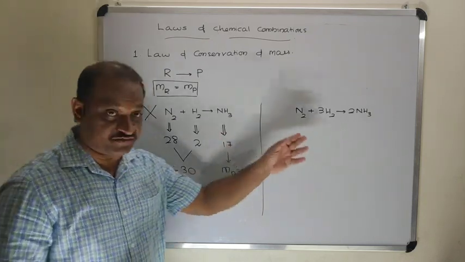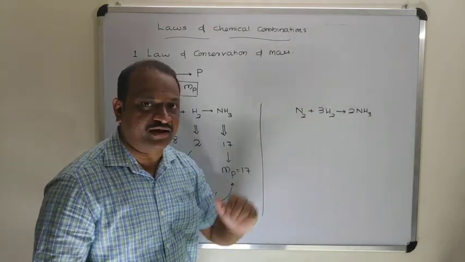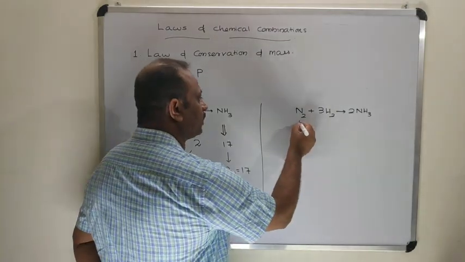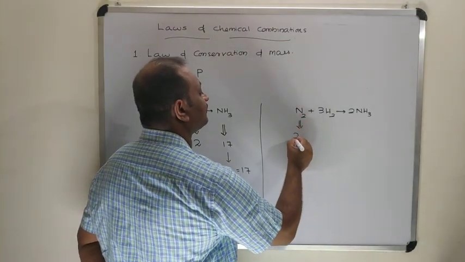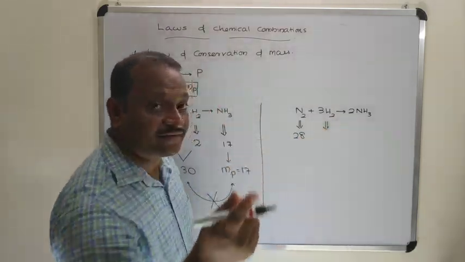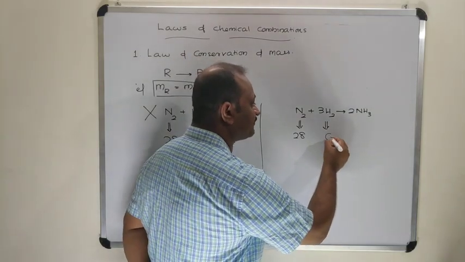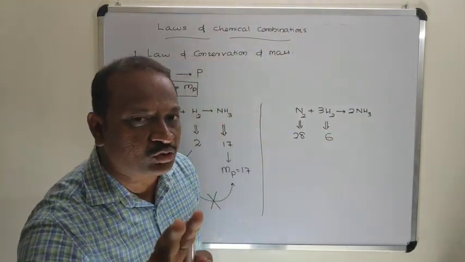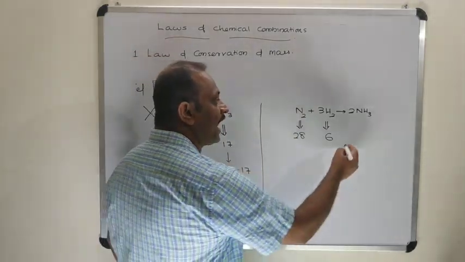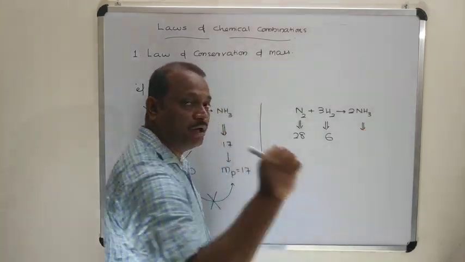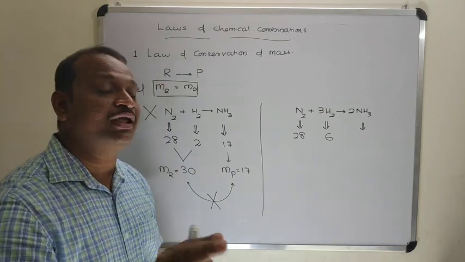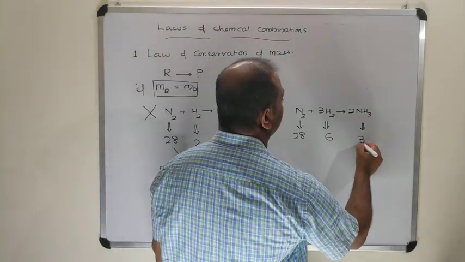And once you see the next side reaction, you know that reaction is balanced. See, what is the purpose of balancing? Let's see to that. Here nitrogen, what is the mass of this nitrogen? It's equals 28. And what is mass of hydrogen? It's equals 6. So why 6? Because one hydrogen molecule is 2 and we have 3 hydrogen molecules, so that total we get 6. And we have ammonia. What is the mass of ammonia? One molecule of ammonia is 17, so we have 2 molecules, so 2 into 17 equals 34. So let me write there 34.